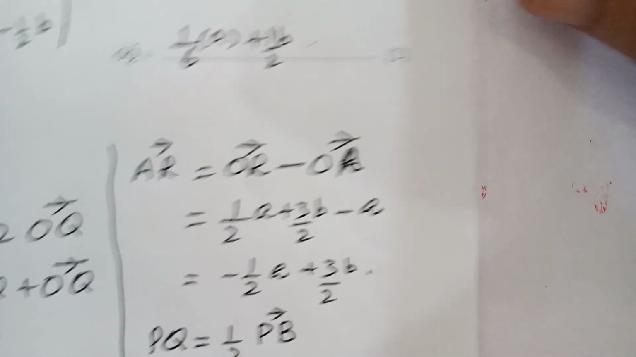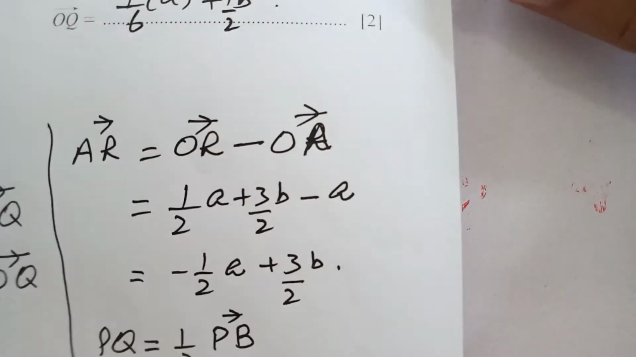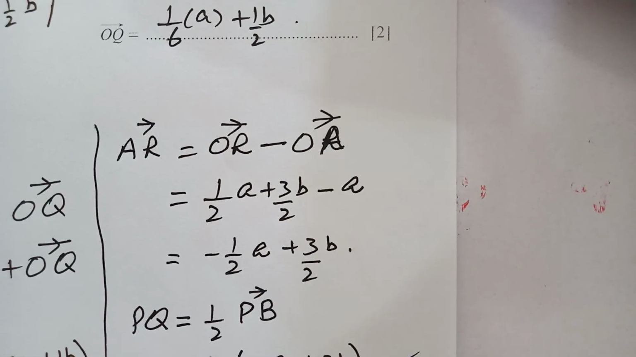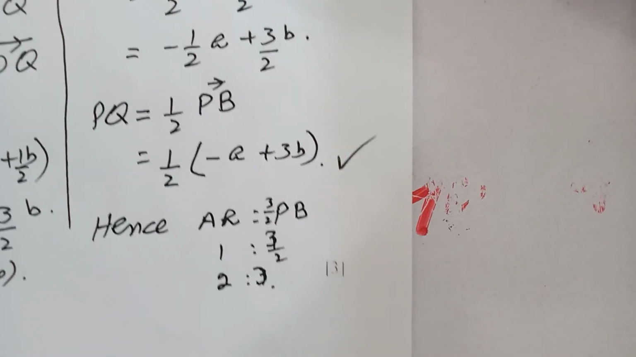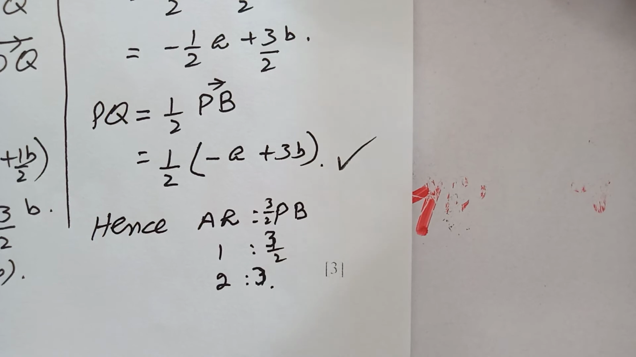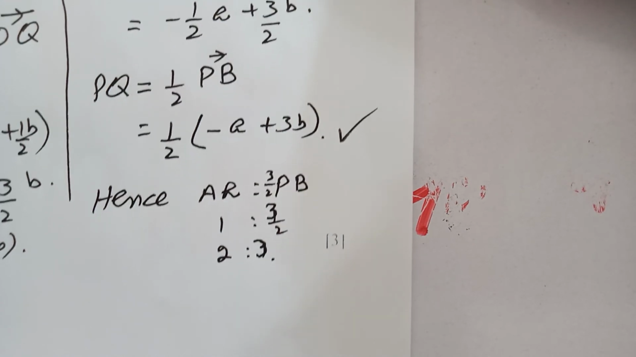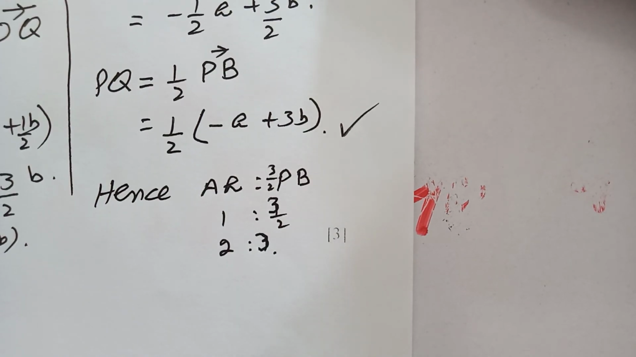Now AR is equal to OR minus OA. By calculation, this is shown to be equal to half of (-A plus 3B). So AR is in the ratio of 3/2 to PB, or the answer is 2/3. They are parallel. This is proved.